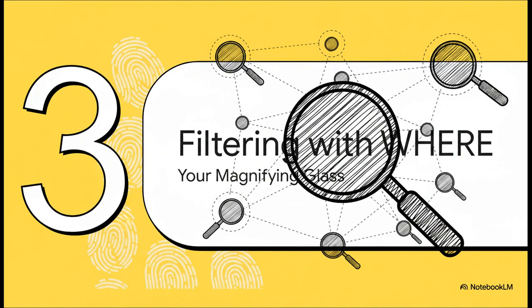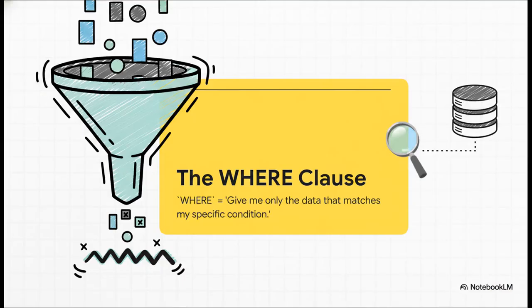Now, getting columns is cool and all, but the real power comes from finding specific rows. This is where you stop just looking at data and start interrogating it. And your secret weapon for that is something called the where clause. So what is the where clause? It's just a filter. It's you telling the database, hey, don't just show me everything.